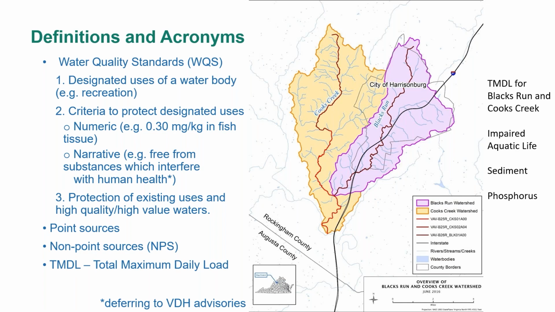This next one is total maximum daily load. This is the maximum amount of pollutant that a water body can receive without violating water quality standards. The abbreviation is TMDL, and it basically equates to a cleanup study. So here's a TMDL study for Blacks Run and Cooks Creek. DEQ looks at all the pollution sources in each of these water bodies' watersheds. You can see those in the orange and sort of purple-pink color there.